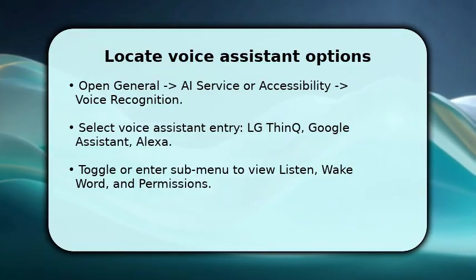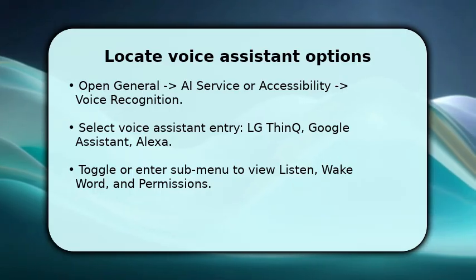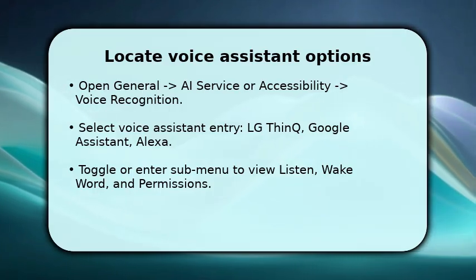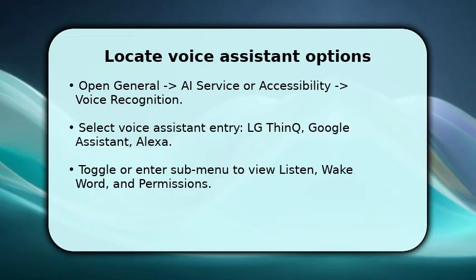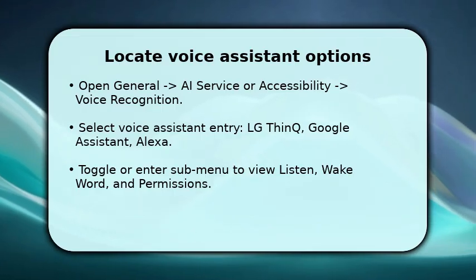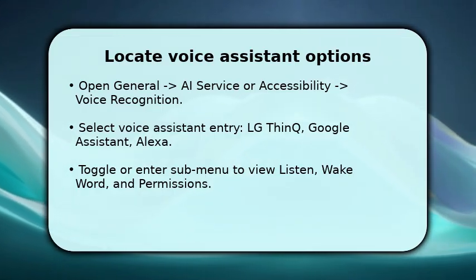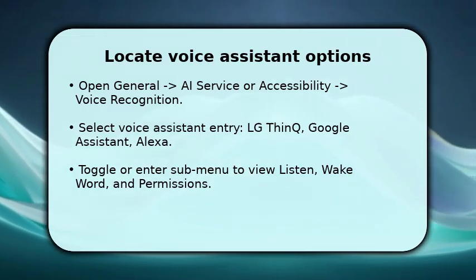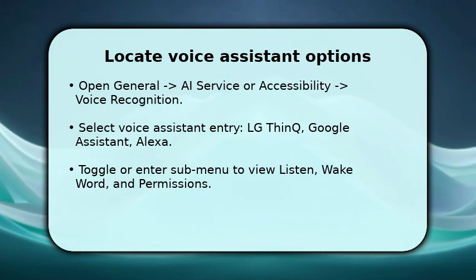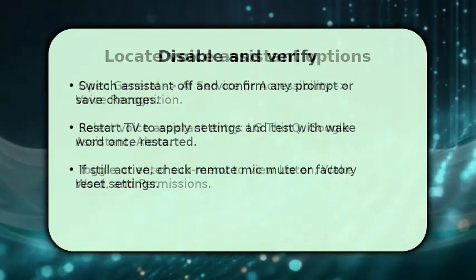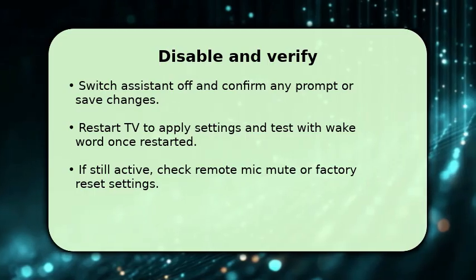Once inside, look for Listen, Wake Word, or Voice Recognition toggles. These control when the TV is actively listening. Turn off the toggles or choose Disable to stop wake word detection and prevent the assistant from responding to voice commands. Finally, switch the assistant off and confirm any save or confirmation prompt the TV shows.